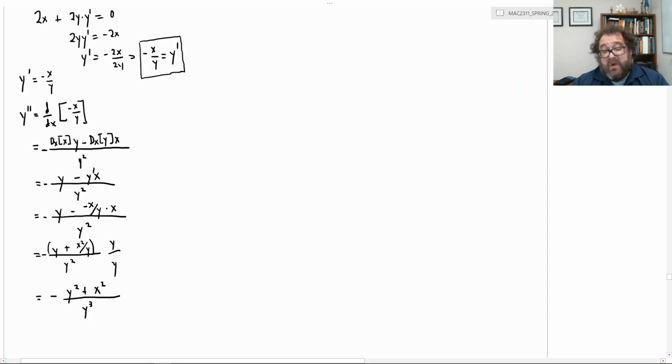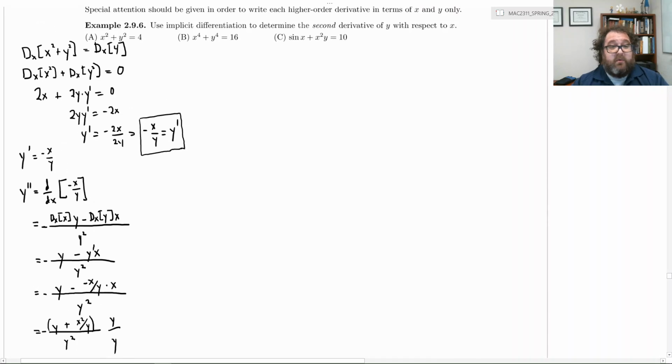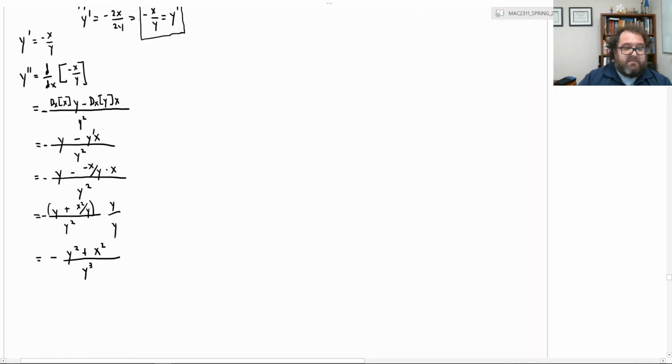We know what x squared plus y squared equals. The original function tells us that x squared plus y squared is 4. So we can make one final simplification and say the numerator is equal to 4, because x squared plus y squared is 4, according to the original implicit function. So the second derivative is negative 4 over y cubed. And there we are.